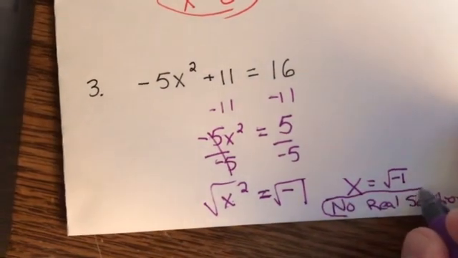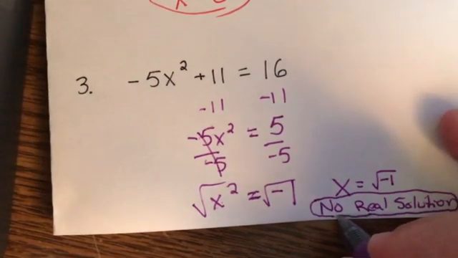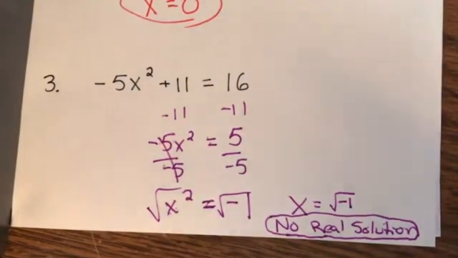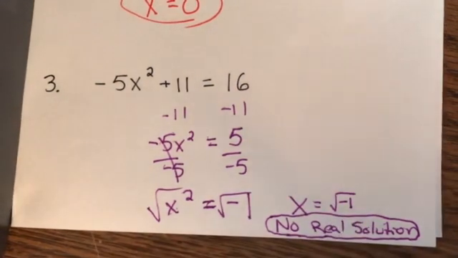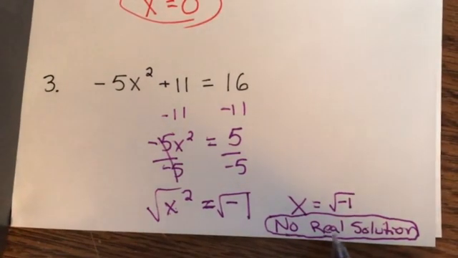There's no real solution. When you take Algebra 2, you're going to spend a lot more time on this and talk about a different type of imaginary solution. But for now, if you have x equals the square root of a negative number, that's not a real number. That's not possible. So no real solution.